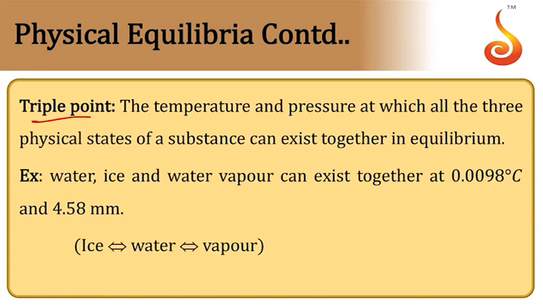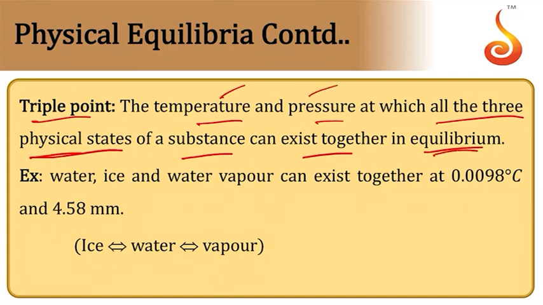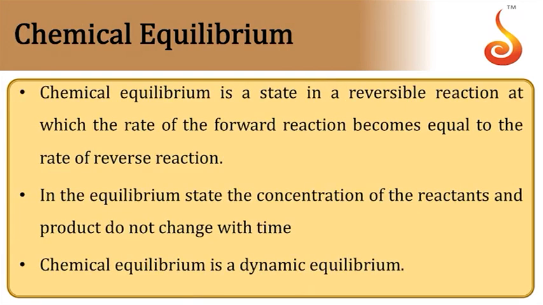Then comes the meaning of triple point. The temperature and pressure at which all three physical states of a substance can exist together in equilibrium is said to be a triple point. Now when you take water, ice and water vapor, all three exist at 0.0098 degrees Celsius and 4.58 atmosphere pressure. So this temperature and pressure itself is called the triple point.